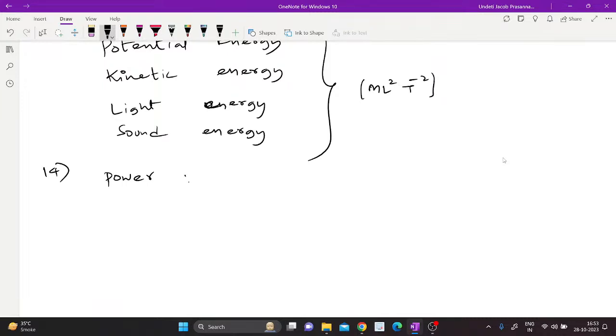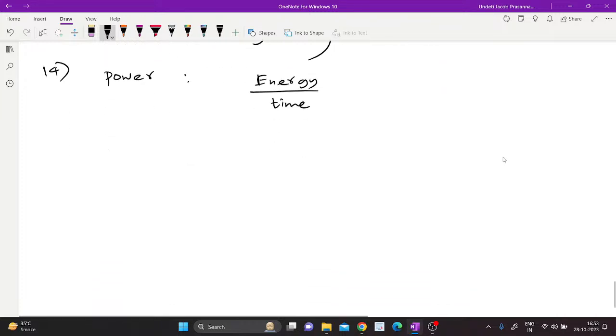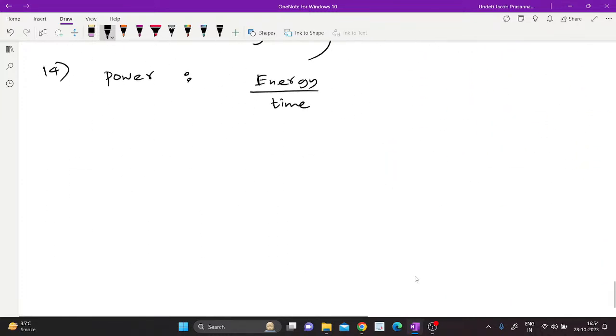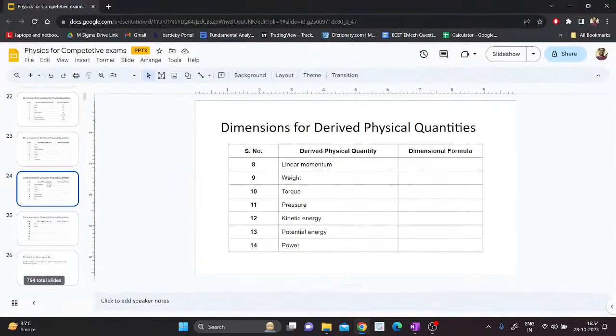Power. So power is nothing but energy per time. Energy per time. So energy has the dimensional formula which we have already discussed here, again M L square T power of minus 2, and there is time. This comes out to be M L square T power of minus 3. Fine guys, so this is the dimensional formula for power. Clear everybody? I hope there is no confusion at all.